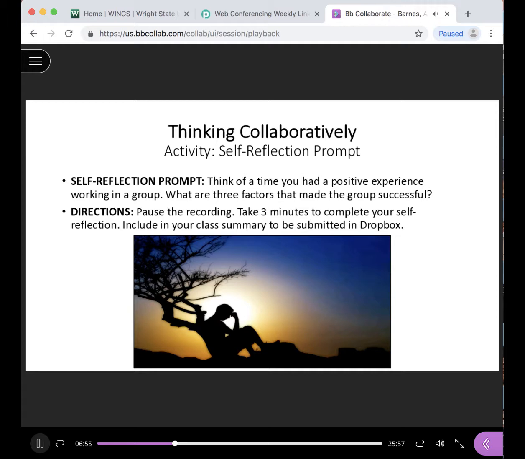Okay, now that you've heard a little from the author himself, let's do a little bit of self-reflection. So think of a time that you had a positive experience working in a group. And what would you say are 3 factors that made the group successful? What I would like for you to do while you think about this self-reflection, go ahead and pause the recording. Take 2 to 3 minutes to complete the prompt, and that should be included in your missed class summary that should be submitted in Dropbox.